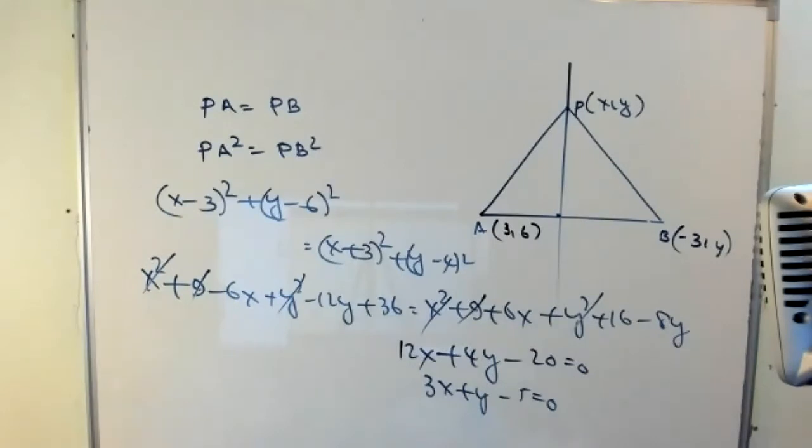X minus 3. Others, I have no comment on that one. Okay, what is the distance formula? What is the distance formula? P x comma y, A 3 comma 6. Then what is the distance formula?